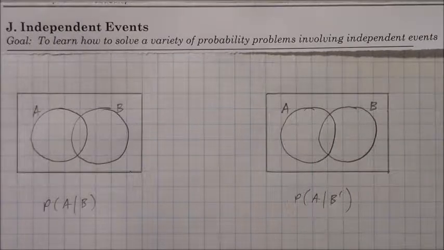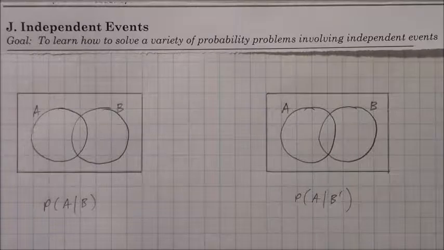Along with independent events, often involved are conditional events, conditional probability. So we're going to take a look at a little bit of the notation and then see where we can go from there.